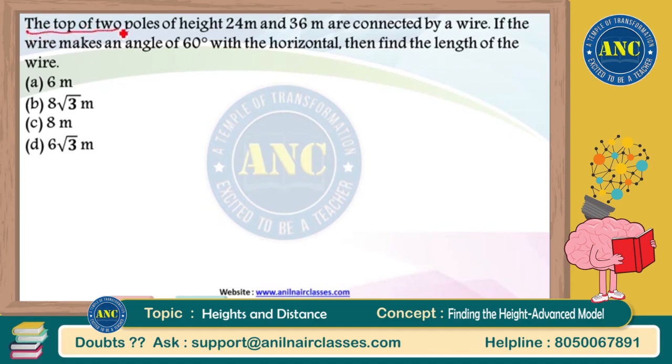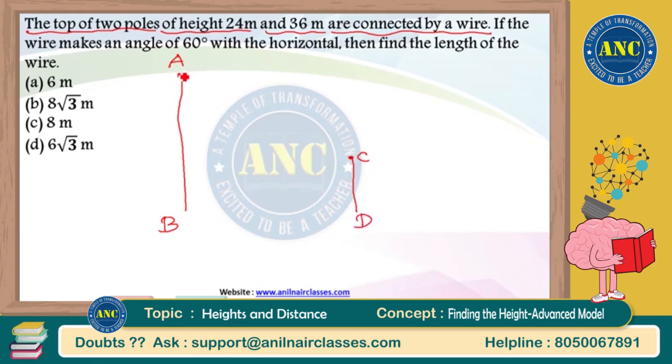The top of two poles of height 24 meters and 36 meters are connected by a wire. That means there is a pole. This pole is of 36 meters. There is another pole of 24 meters. This is the top of the first pole. The 36 meter pole, I will call it AB. The 24 meter pole, I will call it CD.